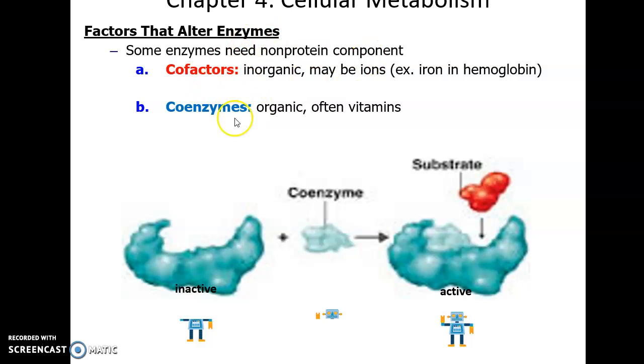All right, cofactors and coenzymes. Some enzymes need another component to function properly, to be complete. So if you have a robot without its head, you need to put the head on the robot to get it active. Cofactors are inorganic, and they can even be ions. So for instance, iron is an inorganic cofactor for hemoglobin. Coenzymes are organic, so they have carbon and hydrogen in their structure. And for instance, they are often vitamins. So a lot of vitamins are needed to get enzymes to function properly.